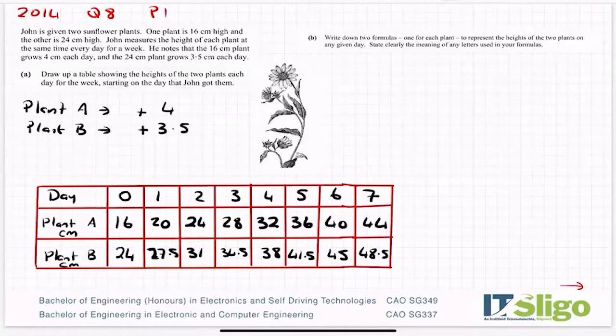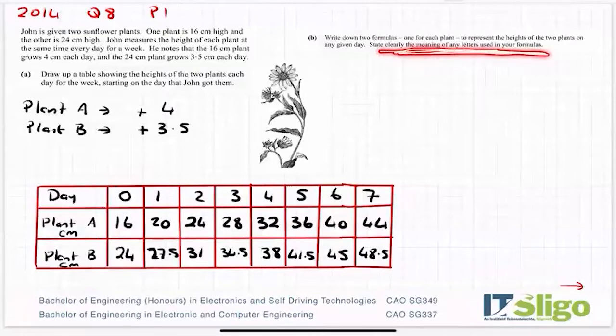So that's draw up a table showing the heights of the two plants each day for a week, starting on the day that John got them. So that was part A. Part B then is a type of question that an awful lot of students struggle with. It's more of an algebra question where you have to go from words to equations. So write down two formulas, one for each plant, to represent the heights of the two plants on any given day. State clearly the meaning of any letters used in your formula.